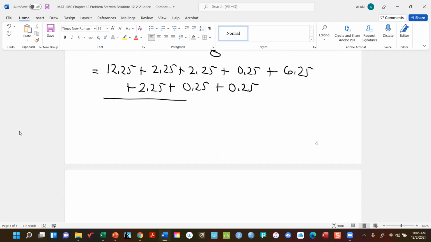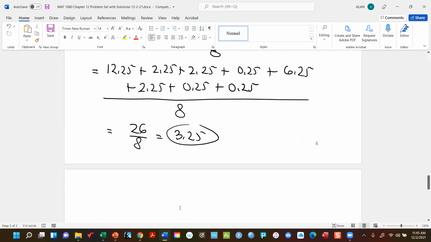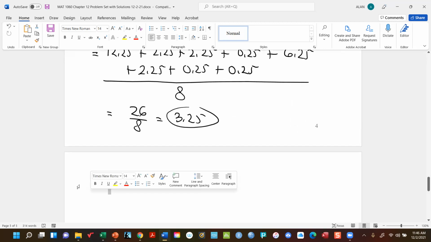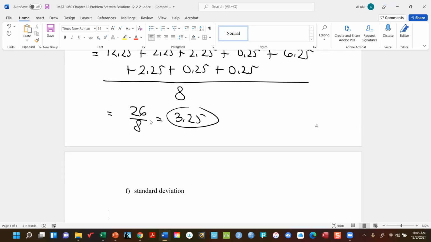all divided by 8, is 26 over 8, or 3.25. And then, of course, the standard deviation is very simply the square root, which would be about 1.803.